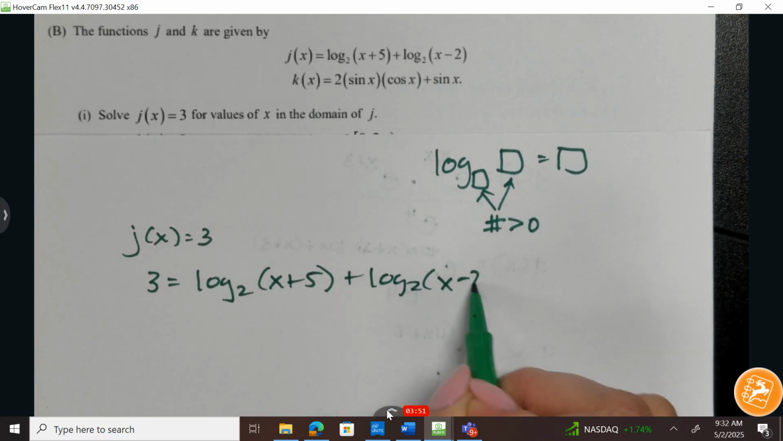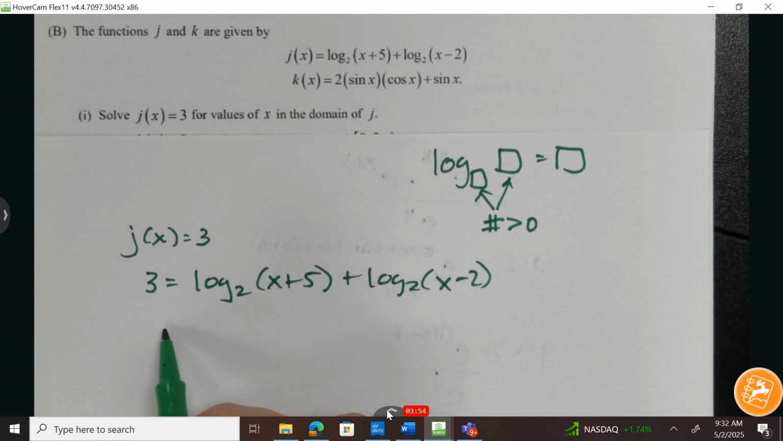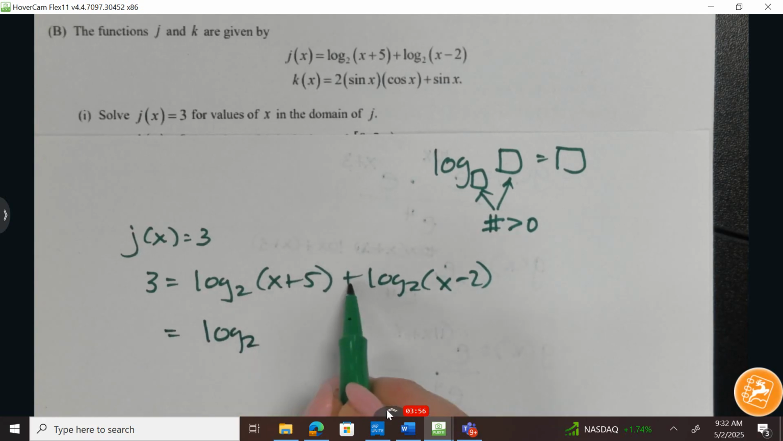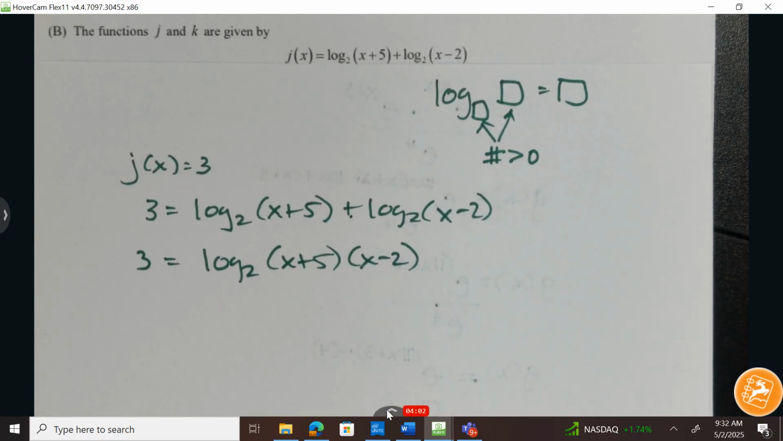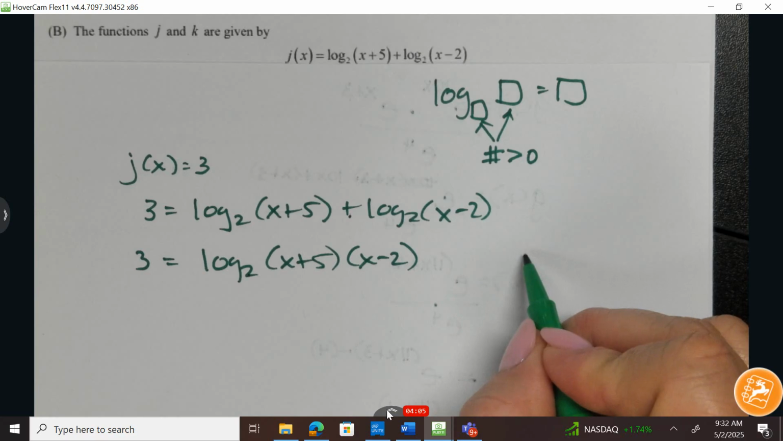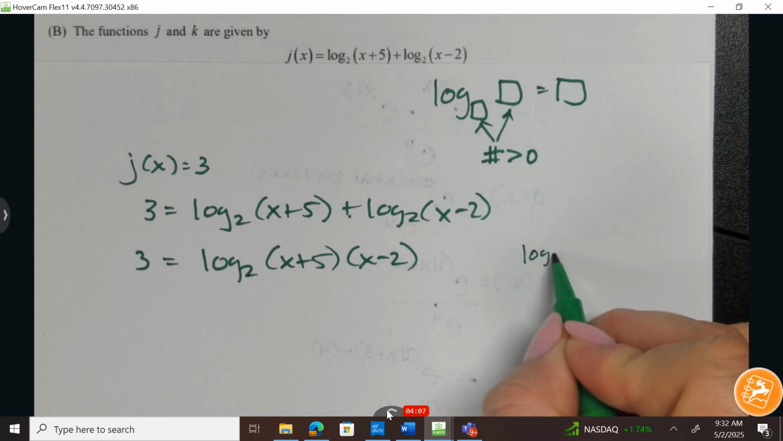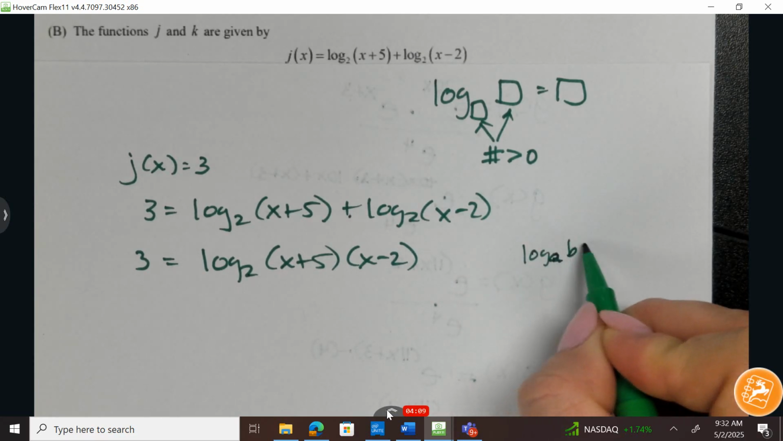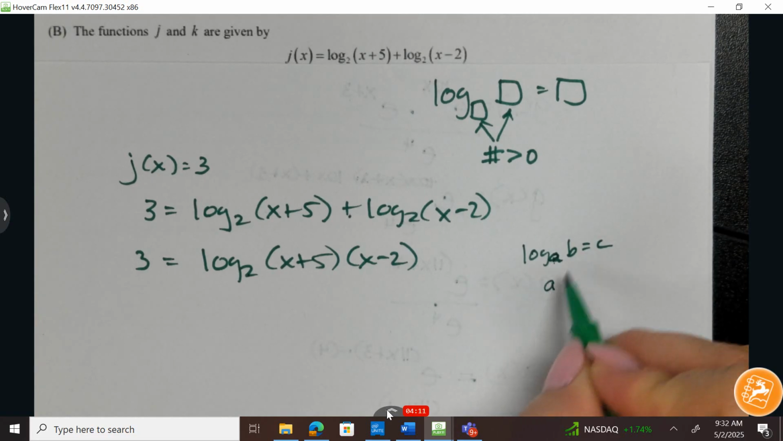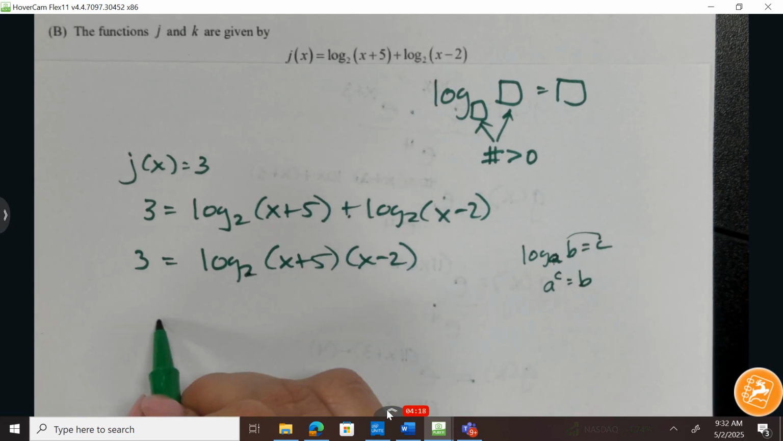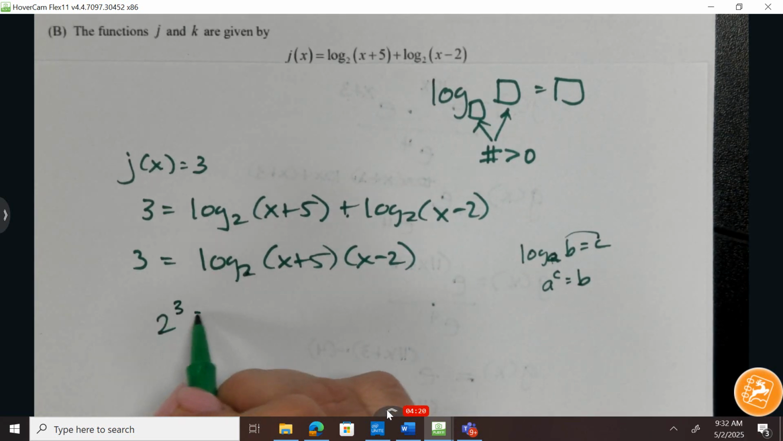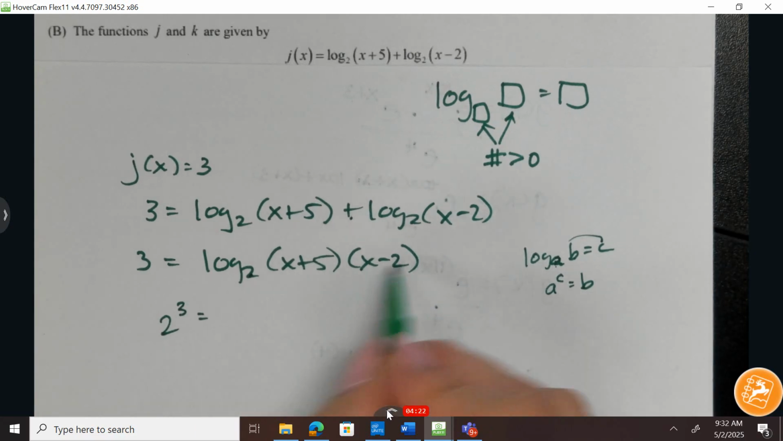So I'm going to start by condensing this. I have the same log base 2. Addition turns into multiplying: x plus 5 times x minus 2. And now when I rewrite this in exponential form, a quick example: if I had log base a of b equals c, we would take a, raise it to the value on the opposite side, and set it equal to the value behind. In doing that, we're going to take 2, raise it to the value on the opposite side, and set it equal to what's behind. Now I'm going to go ahead and FOIL this.